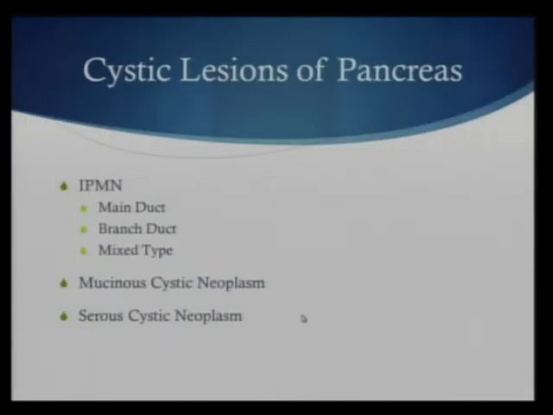So within the cystic lesions of the pancreas, there are three main ones that you need to know, starting out with IPMN. As you all know, there are three different types. There's a main duct IPMN, there's a branch duct IPMN, and the mixed type. Second cystic lesion of the pancreas is the mucinous cystic neoplasm. And the third one, which is less common, is the serous cystic neoplasm.